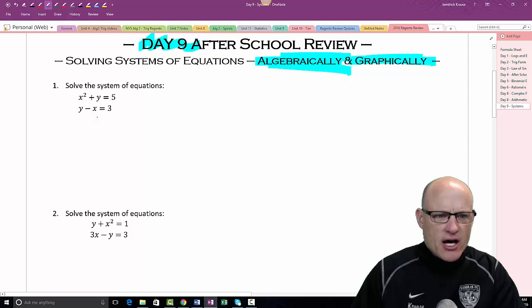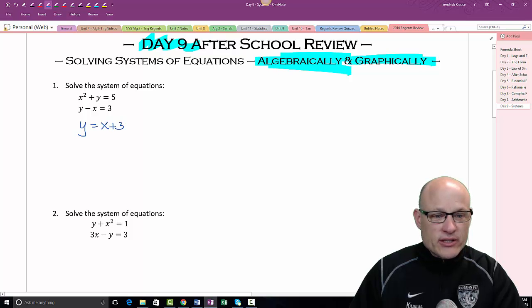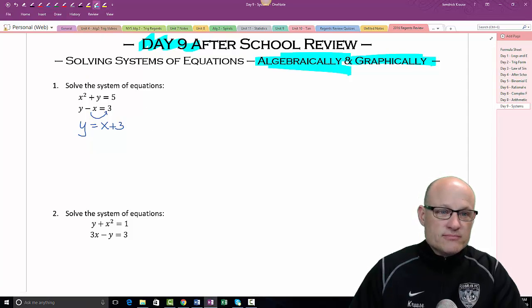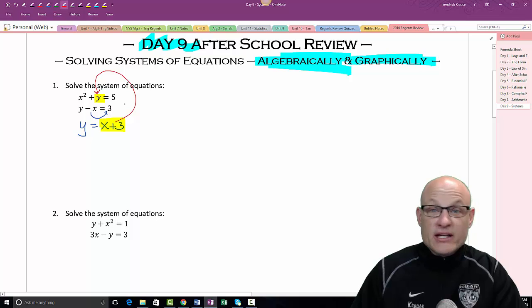Probably the easiest way to solve these is using the substitution method. I'll just say y equals x plus 3, because what I did was I brought that x over there. Now, this is what y is equal to. Well, there's a y right there. So what I'm going to do is take this and substitute it into that.